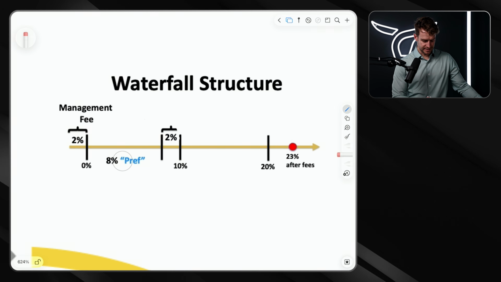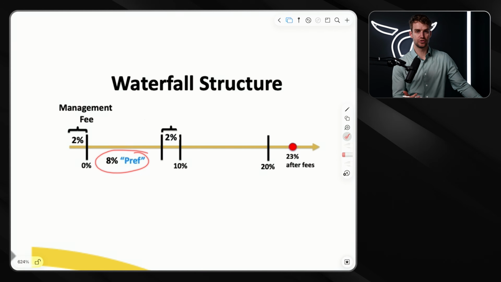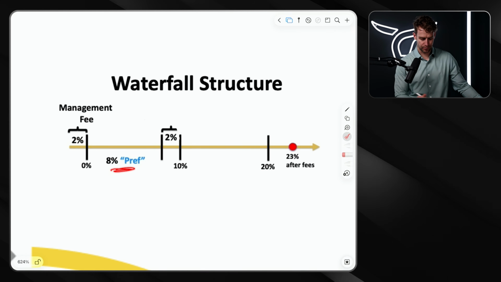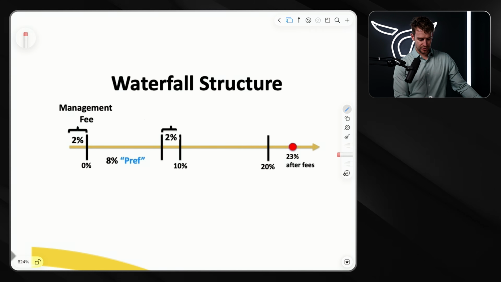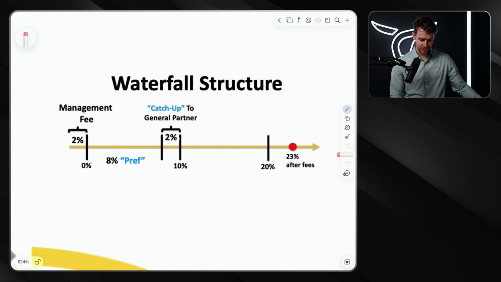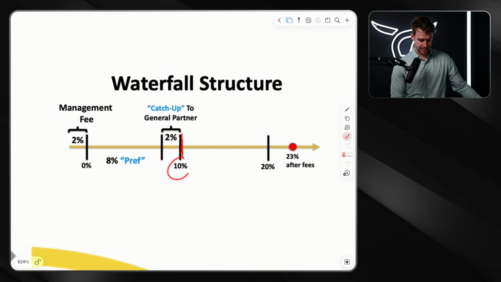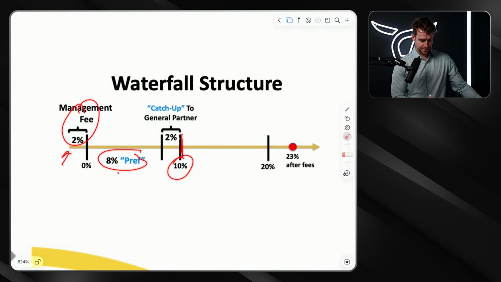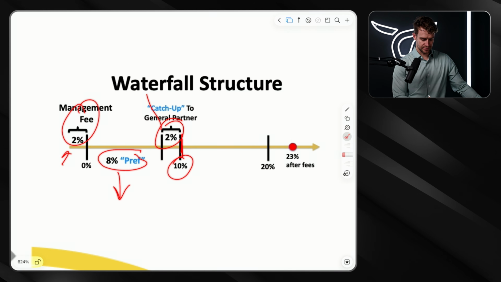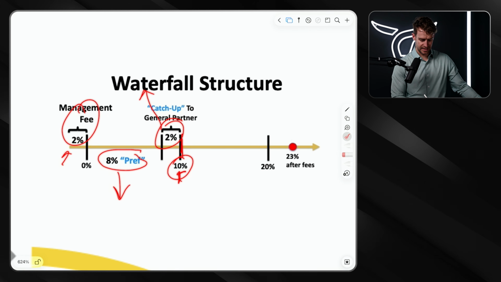Now what this means is the first 8% of all returns will go to the investors, okay, which is a preferential rate of return. After this, and this is what's called a waterfall, we typically see a 2% catch up back to the fund manager. So to summarize, if our deal had only made a 10% return, we take a 2% management fee, 8% goes to the investors, 2% comes to the general partner, and we end at 10% after fees.